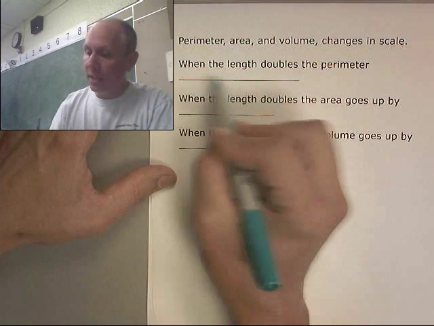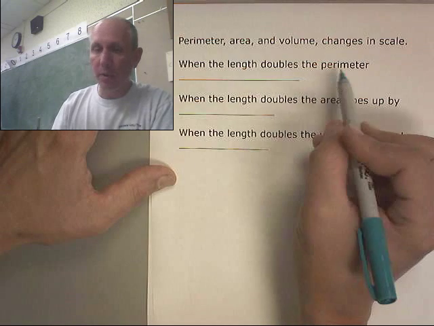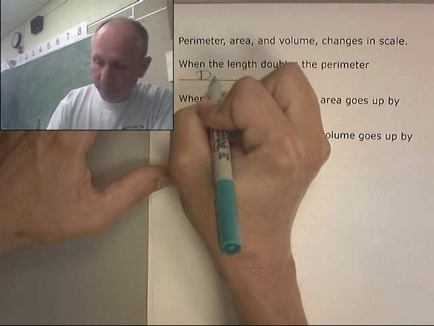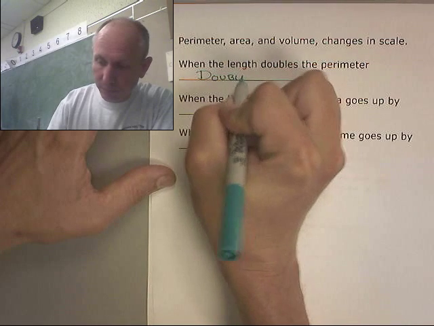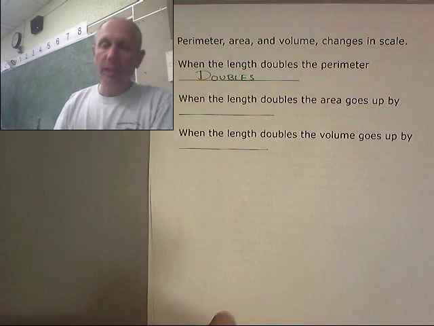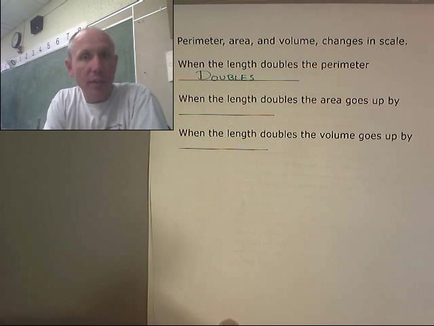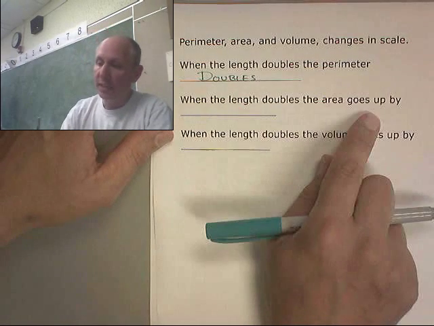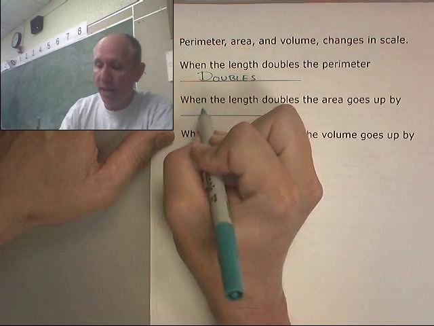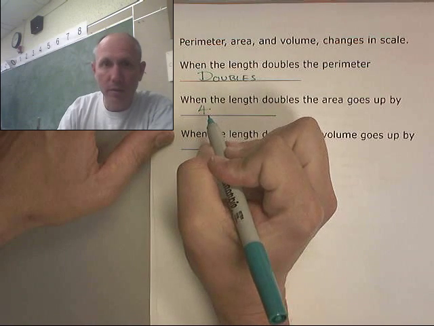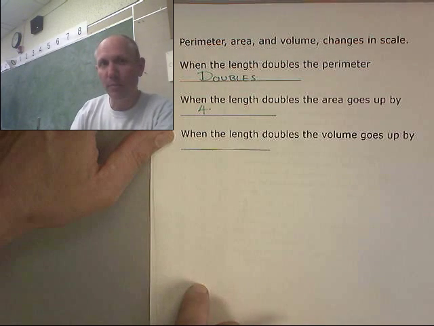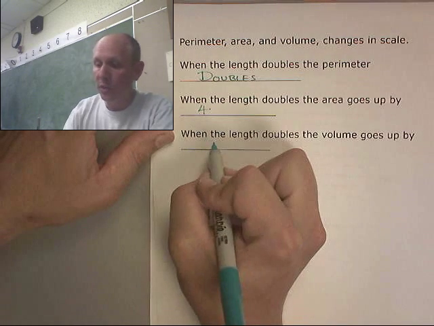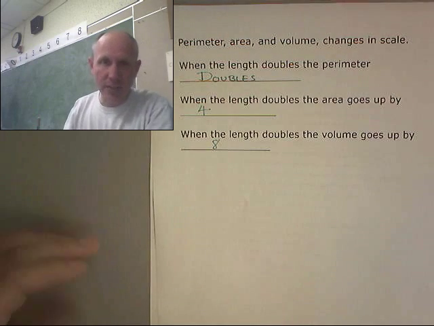But the main thing here is that when length doubles, the perimeter also doubles. If the length tripled, the perimeter would triple. When the length doubles, the area goes up by 4. I'm going to explain that. I'm going to draw some pictures down here in a second. When the length doubles, the volume goes up by 8.